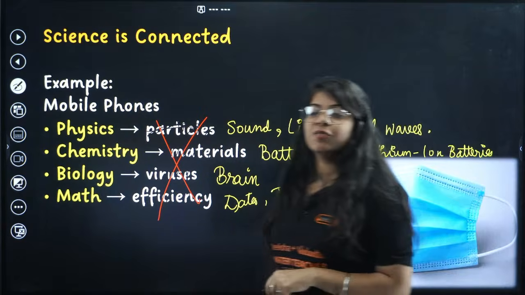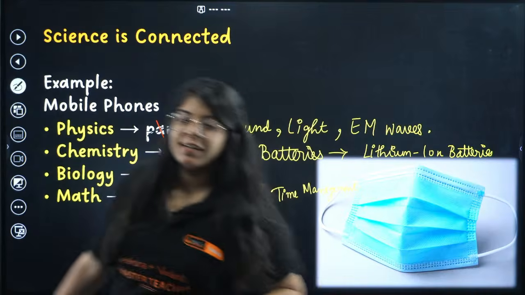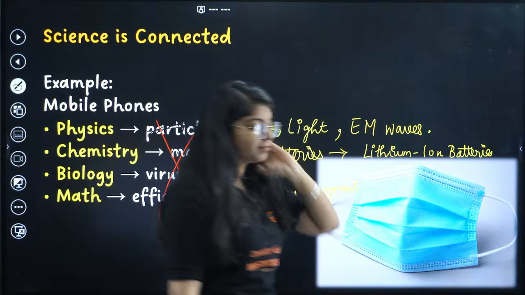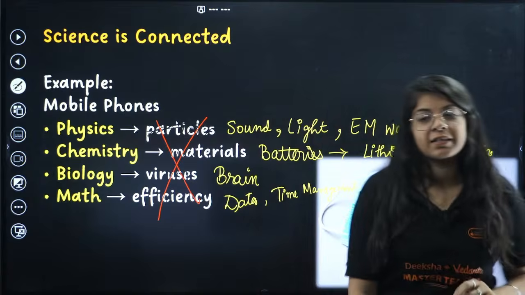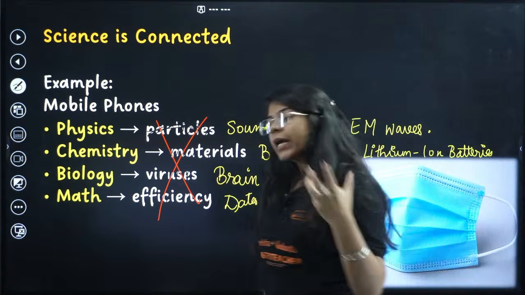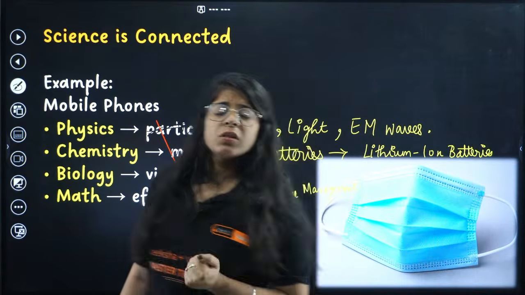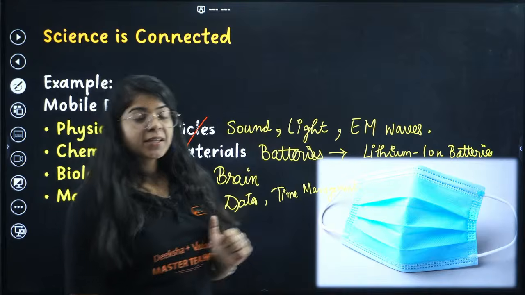Dopamine is released when we watch reels. Yes, exactly, Keshav. Everything, Keshav. Correct. That's good. So in the whole essence, the whole science is connected, beta, and that is what this chapter was about.